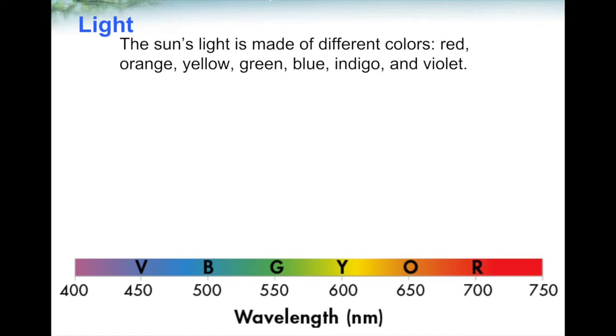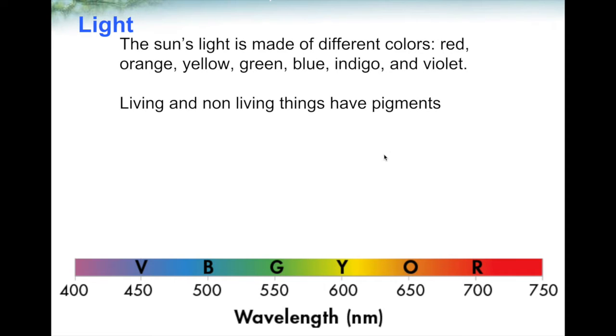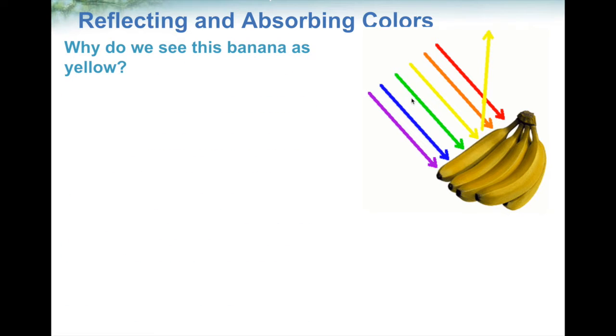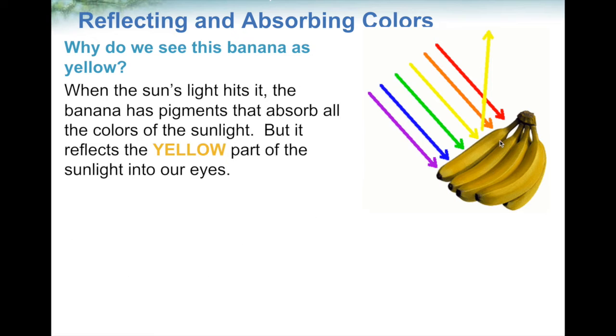The sun's light is made up of different colors, and you can see all the different colors here at the bottom. Okay, and whether it's living or non-living things, they have pigments, and pigments are just molecules that absorb the light. So taking a look at this, here we have the banana. Why do we see this banana as yellow? Well, the banana has pigments in it that absorb all the sun's light, and what gets reflected back into our eyes is the yellow part of the sunlight.